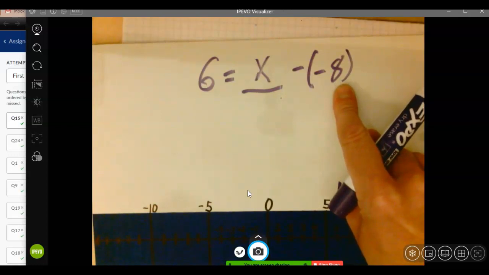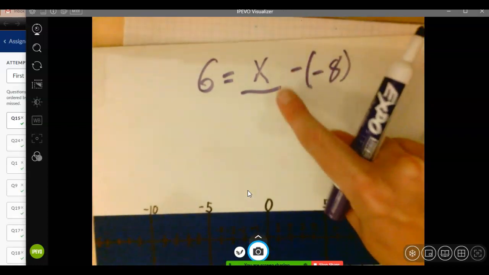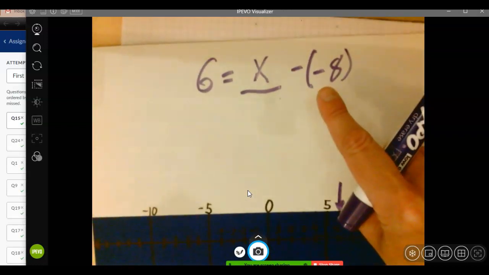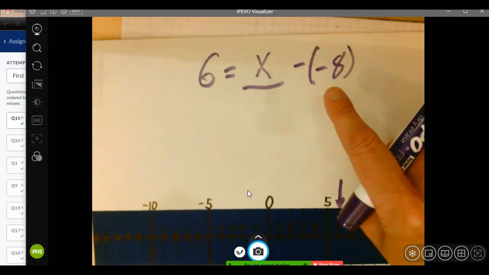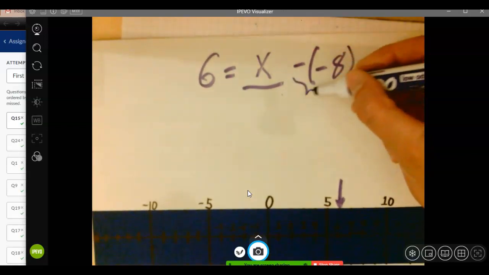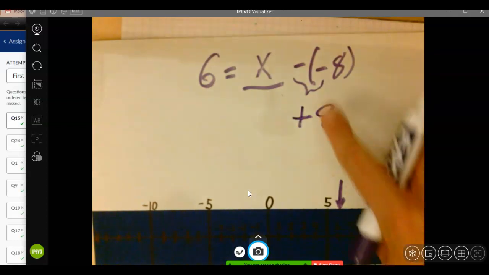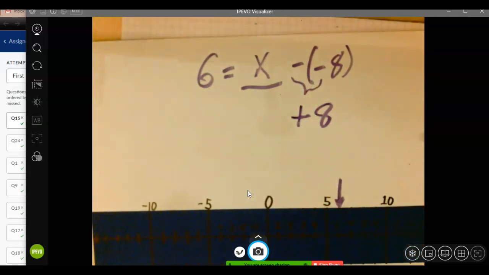Can anyone unmute and tell me what to do with this minus a negative to make that easier? Kiki, what do you got? Wouldn't it be a plus? Yeah, these should actually join up together and make it +8. Because remember, we said taking away a bad guy is the same as adding a good guy.